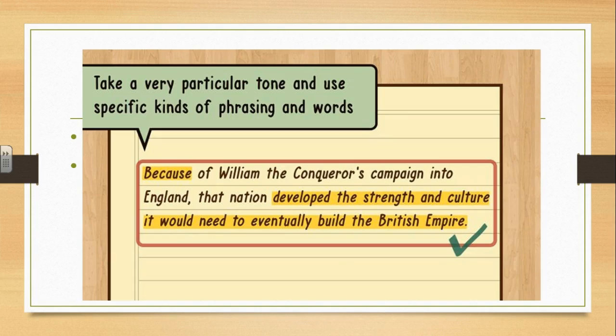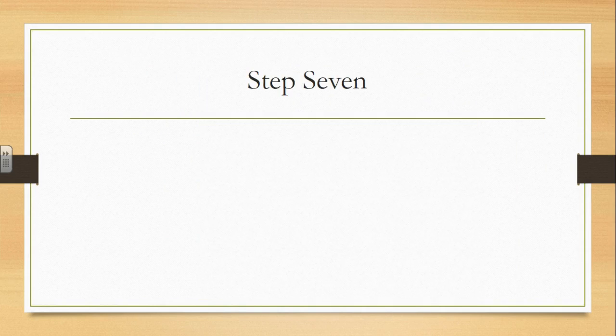I'm going to be talking about how William the Conqueror's campaign allowed England to develop the strength and culture that it needed to become an empire. Right here, it's easy to recognize there's an argument that's specifically laid out. If I were to read a paragraph and this was in here, I could find out where the thesis was located.